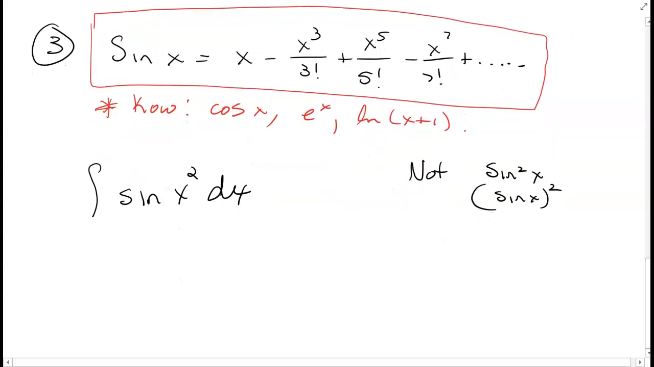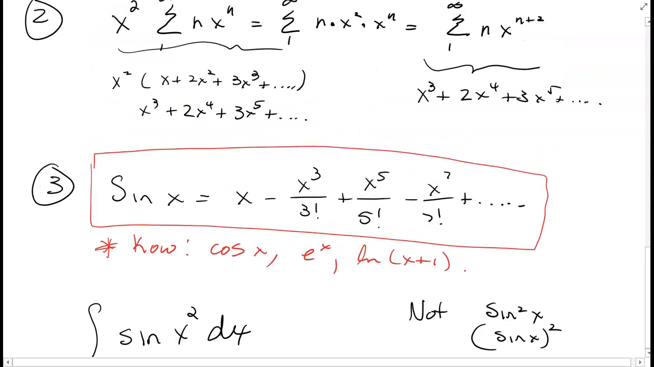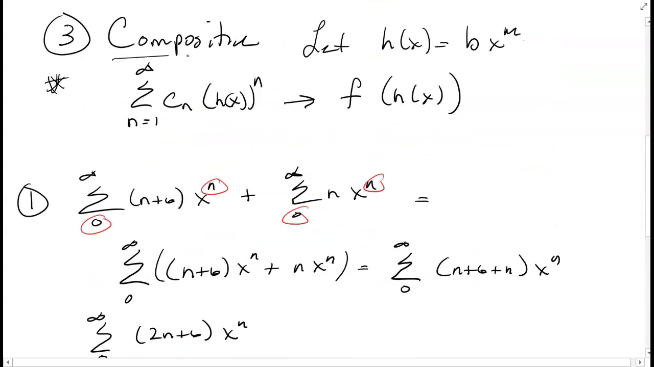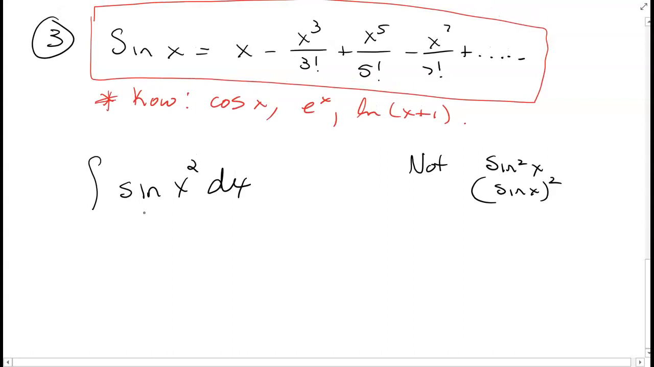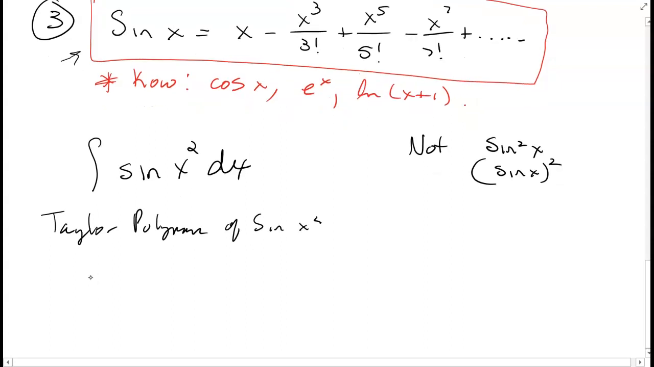Because, well, wait a minute. We can write sine x squared as a power series using composition, where our h of x is our x squared term. In other words, you know what sine x looks like. It's right here in red. Write it as a Taylor polynomial, Maclaurin actually, because it's centered at 0, of sine x squared. We're just going to use composition, right?